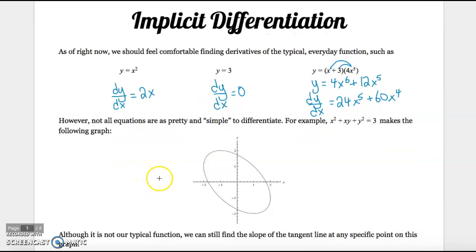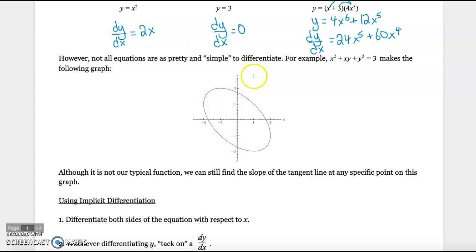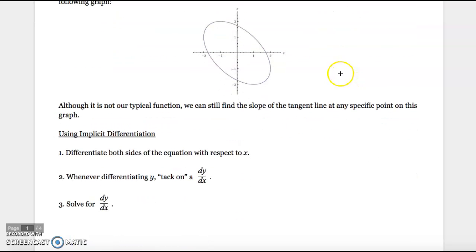Now, not all equations are as pretty and as simple to differentiate. For example, this is an equation that makes a conic section, right? This is an ellipse, x squared plus xy plus y squared. Although it's not our typical function, we can still find the slope of a tangent line at any of these points. If I picked this point right here, I could still find the slope of the tangent line, which means I still have to be able to find the derivative. Or I could pick a point over here and do the same thing. So we are going to learn a method for differentiating this called implicit differentiation.